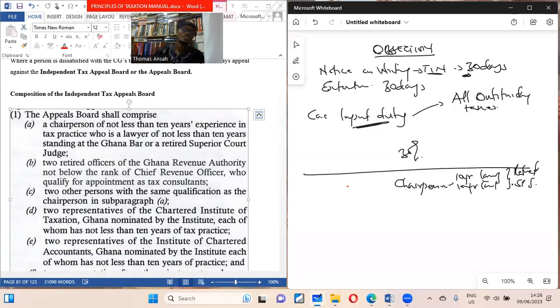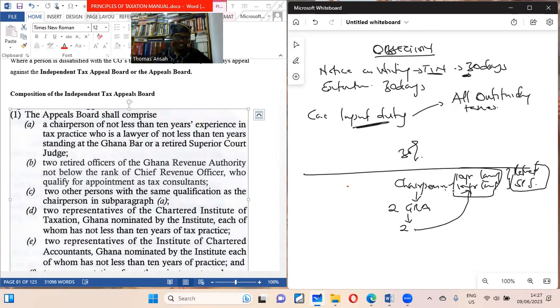Then we have two officers from the GRA whose rank does not go below chief revenue officers. You remember the senior revenue officers thing that we built. So two of those people who qualified for appointment as tax consultants. And to be a tax consultant, it means that you have to be a member of CITG. So that is that. Then apart from that, they now say two other members with the same qualification. So it's either you have two people who have this one or another additional two retired Supreme Court judges.